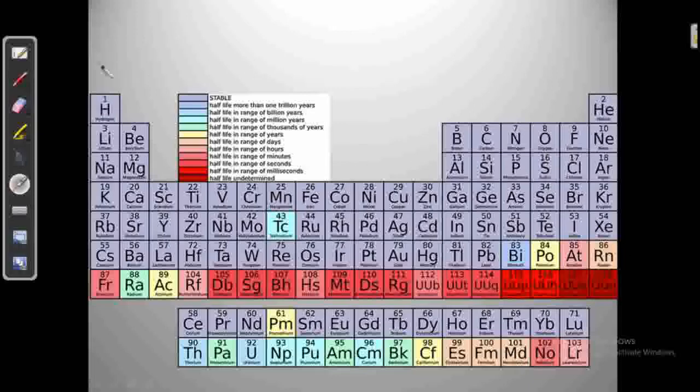So from here to here, the metallic property is decreasing and the non-metallic property is increasing. And between group second and group third, you can see that there are so many elements here. These elements are known as transition metals, and almost all the transition metals have similar properties.